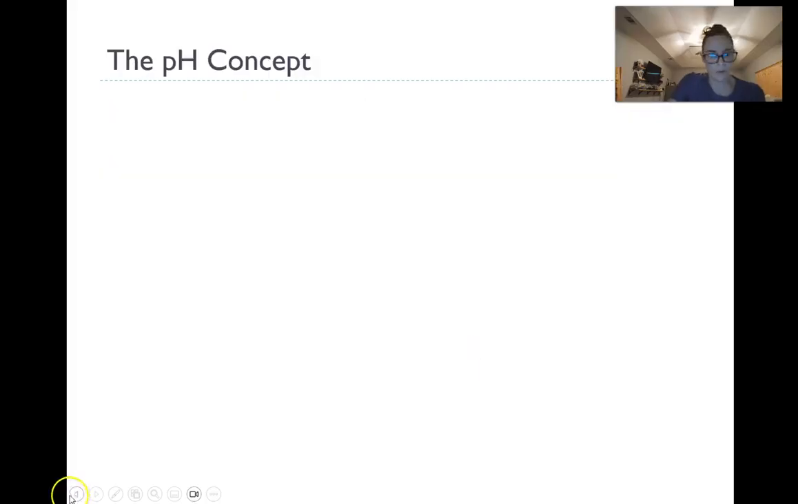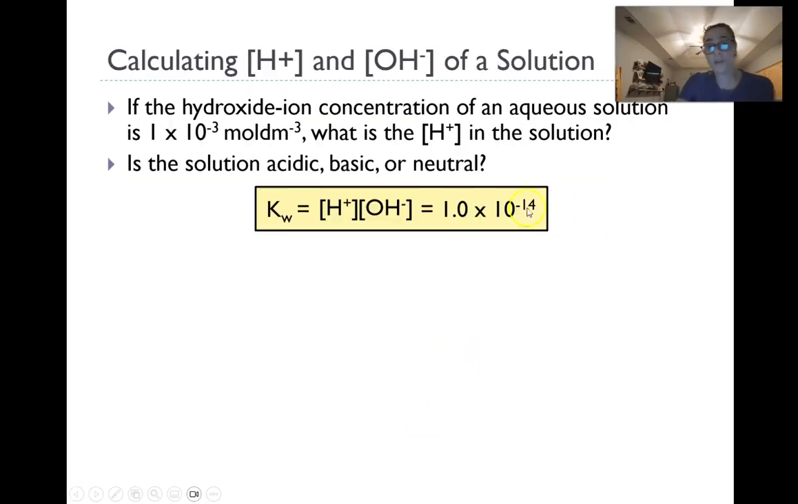So let's do another example. You guys are going to do this one. If you know the hydroxide ion concentration of a solution is 1 times 10 to the negative third molar, what is the hydrogen ion concentration in solution, and is it acidic, basic, or neutral? So again, you're going to use this formula, but you're going to plug in the hydroxide ion concentration here and just solve for H. And then tell me, is it acidic, basic, or neutral?